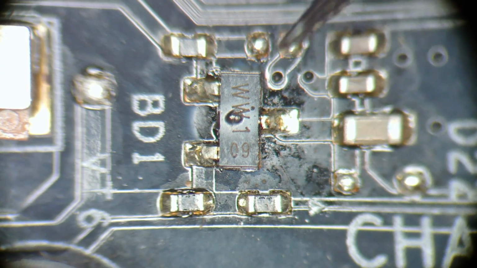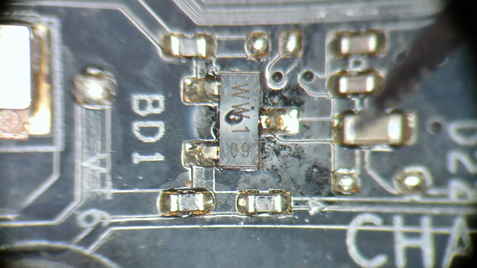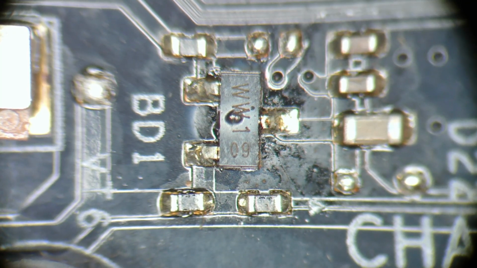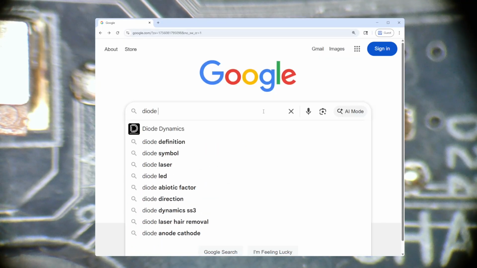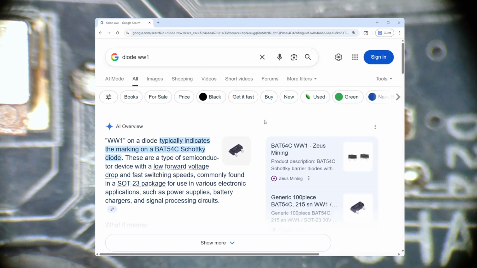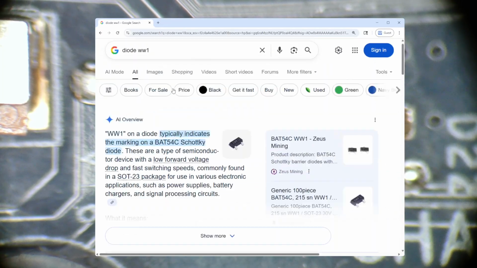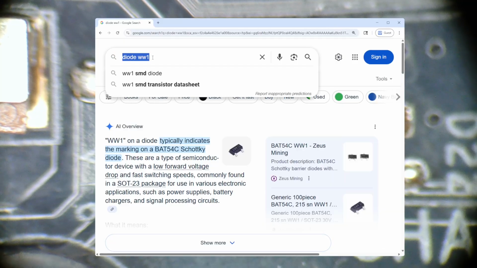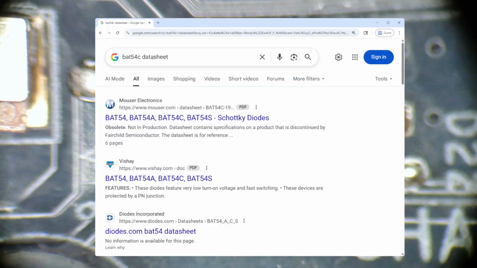I was unable to find any board view or schematic for this board, so I gave it a try to find the component by its marking on the package. When schematics aren't available, identifying components by their topside marking is a common repair technique. A quick online search can often confirm the part number. In this case, the code points to a BAT54C Schottky diode, typically used for ESD line protection in USB circuits.